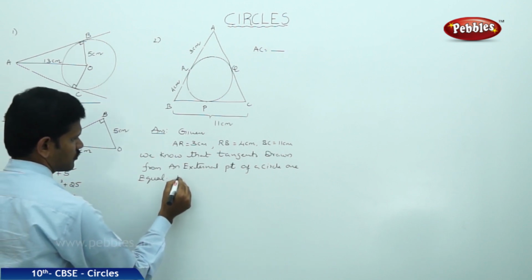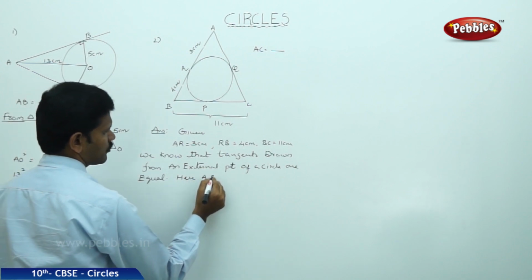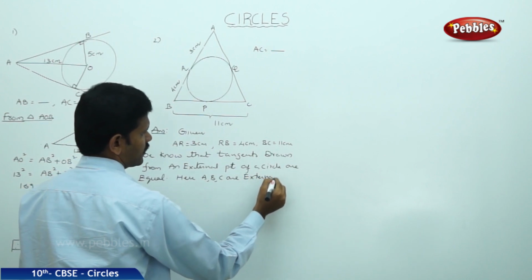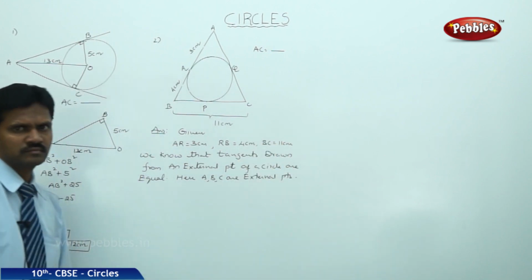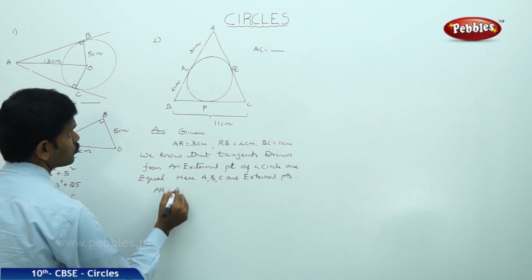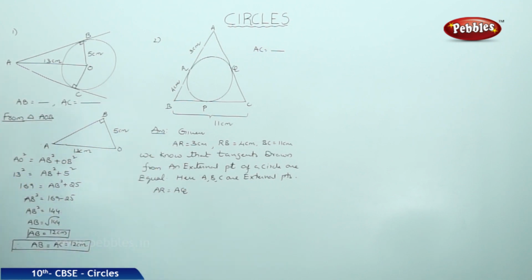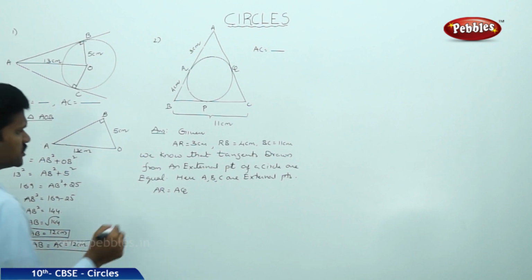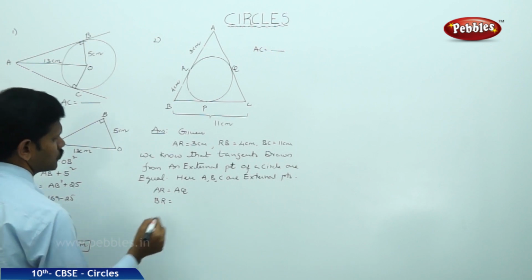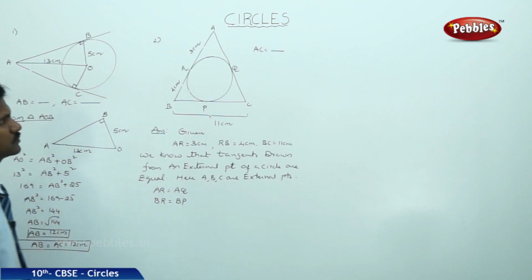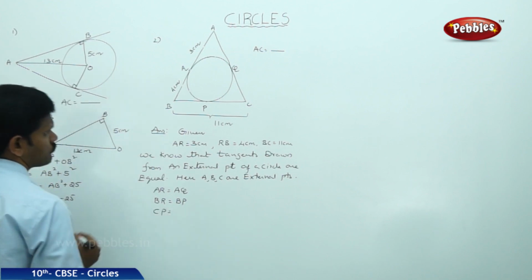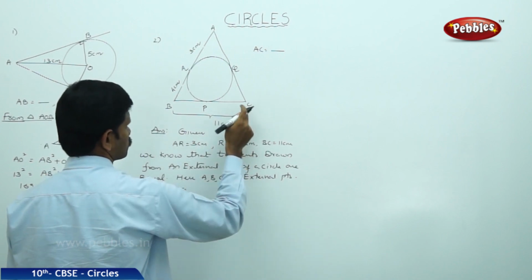Here A, B, C are external points. Therefore, what do we conclude here? AR is equal to AQ, condition number one. Condition number two, BR is equal to BP. Next, CP is equal to CQ.